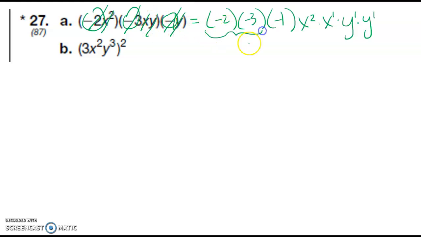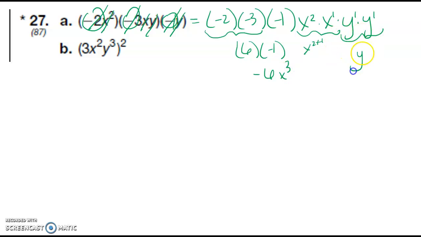So negative 2 times negative 3 is a positive 6. Times negative 1 is negative 6. X squared times x to the 1 is x to the 2 plus 1, which is x cubed. Y to the 1 plus 1 is y squared. So this is my answer.